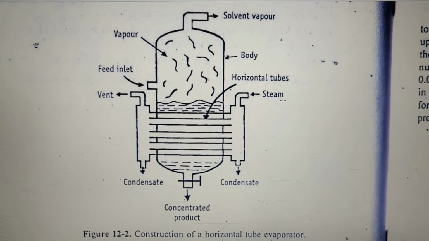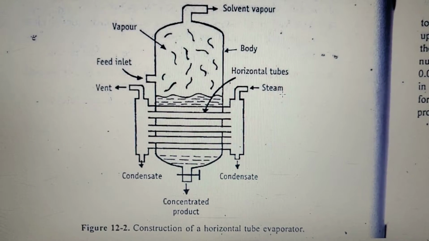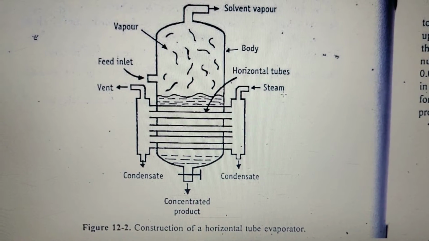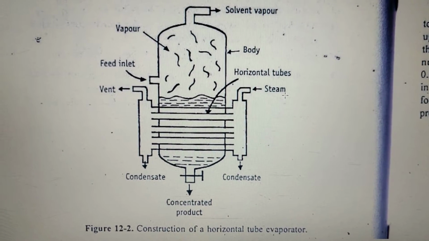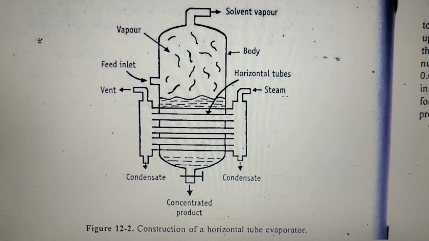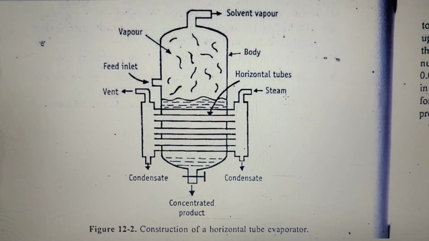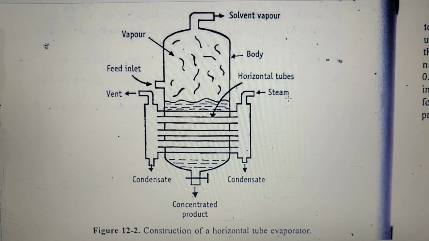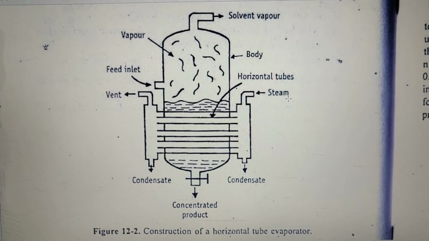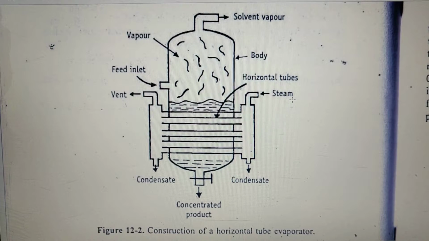Good morning students. So now we will move on to the broad classification second one, that is evaporators with horizontal tubes, and the example there we have to study in detail is the horizontal tube evaporator. Now as you can see in the diagram from your book itself, there are horizontal tubes which are immersed in the evaporator assembly, and it is present in between. They are put in between the fluid which has to be evaporated.